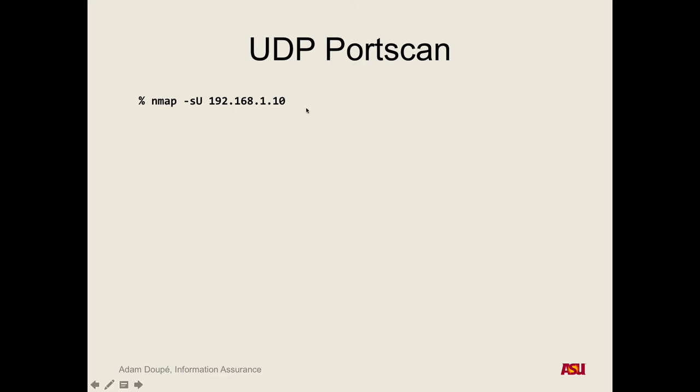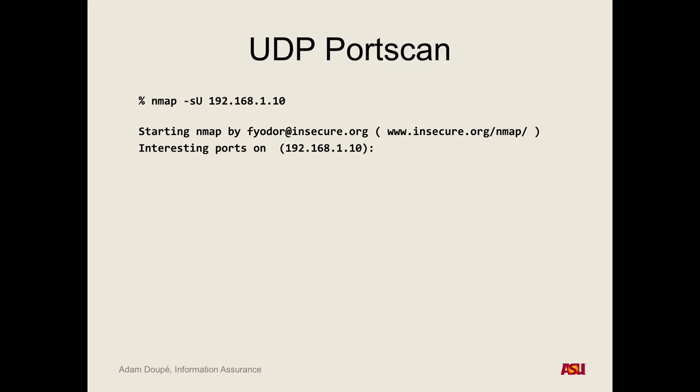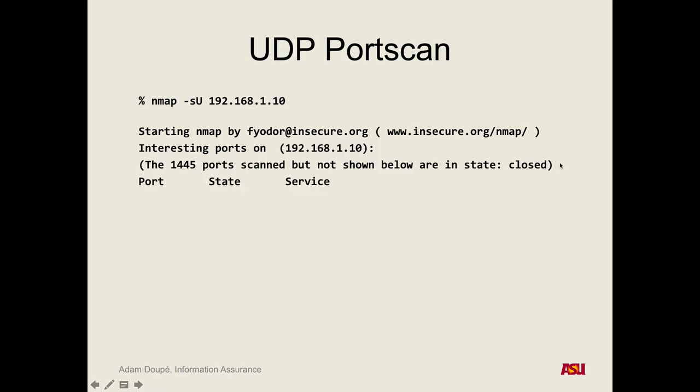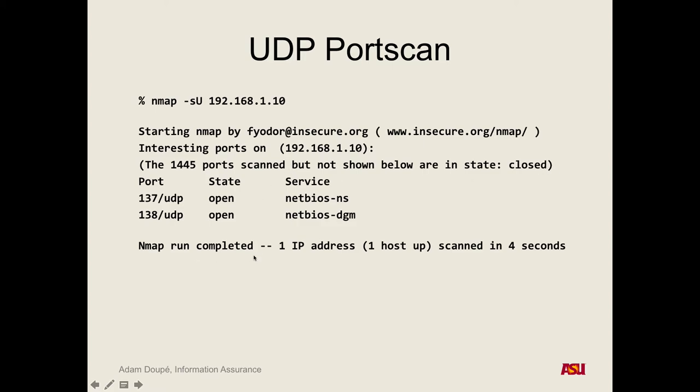So, let's see, the -sS is a connect scan, I believe, and -sU is the UDP port scan. And it's an open source tool. We're always much happier to use open source tools that we can look into and figure out how they work. So it will do this scan, and it'll say 1,445 ports scanned but not shown below are in state closed, so it will show me all the open ones. This scan found that UDP port 137 and UDP port 138 are in an open state.